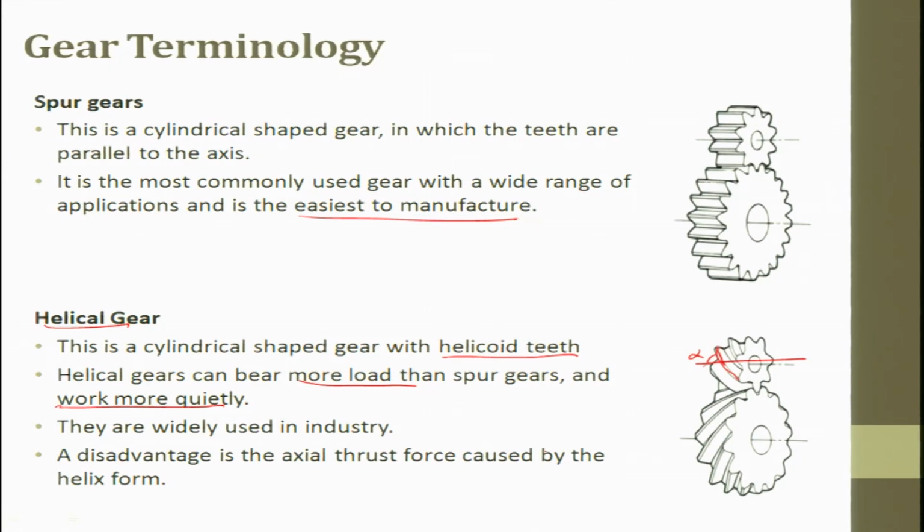The main disadvantage of this gear is the axial thrust force caused by the helical form. There will be axial thrust force, so that will try to push this gear out of the shaft. The axial thrust force caused by the helical form makes it a little difficult to handle while in operation. So, when you are making the assembly, you have to be more conscious and cautious as compared to a spur gear.